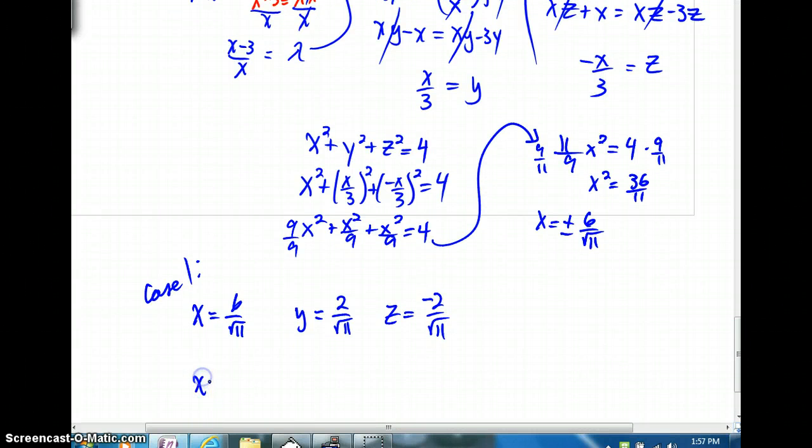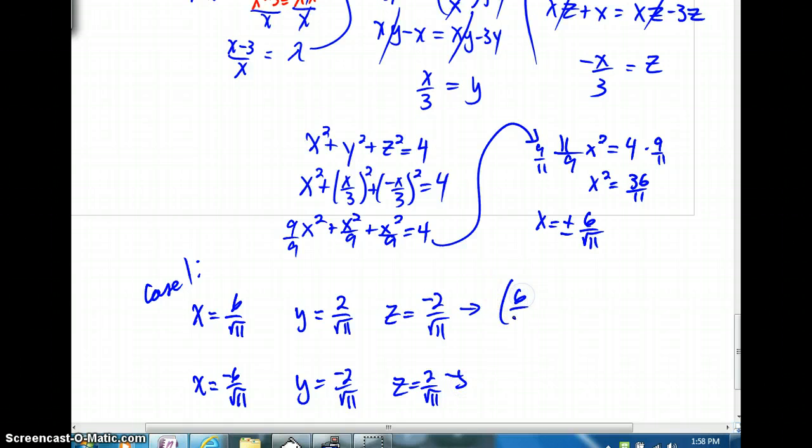Well, in the same way, we could say, take a look at -6 over root 11. Then y is just x over 3, so that's -2 over root 11. z would be opposite x over 3, so that's your 2 over root 11. So we're dealing with the following ordered triples. These are our critical numbers that are on the sphere, but we would expect them to be closest or farthest from that original point that we were given.